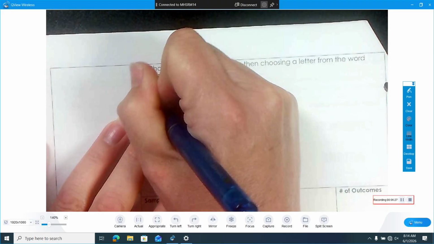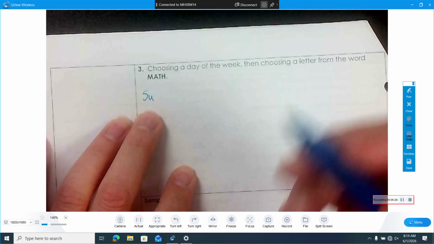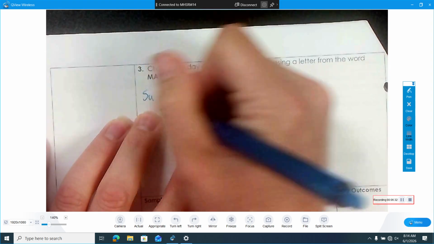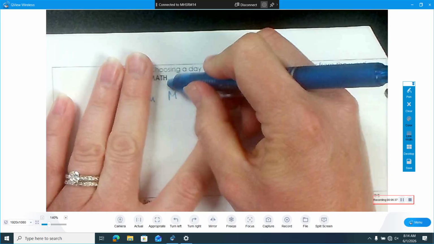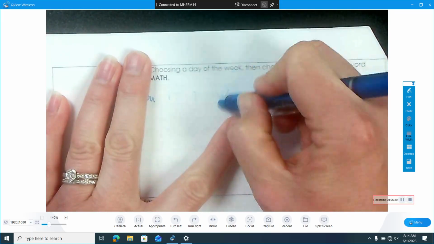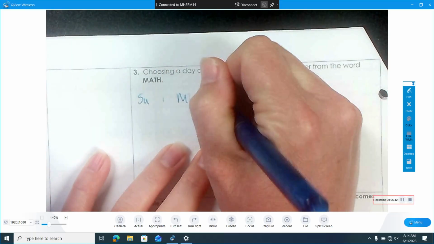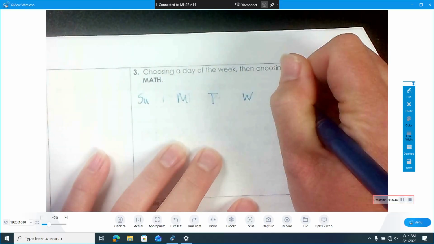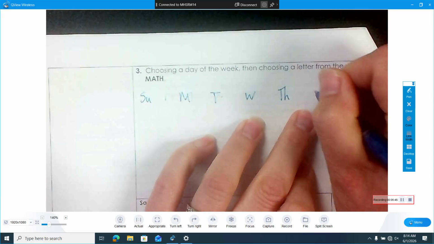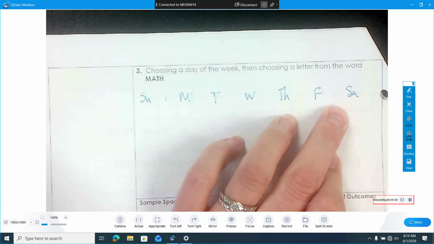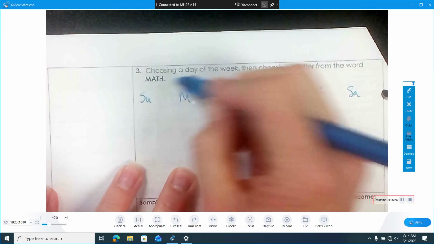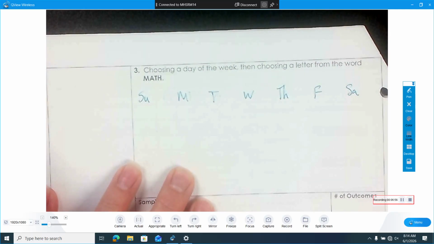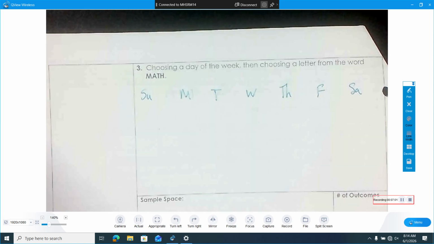So I'm going to start with Sunday, and I'm going to make it SU because I don't want to confuse myself with Saturday. Sunday, Monday, Tuesday, Wednesday. I need more space here. Thursday, I'm going to do TH for Thursday. Friday and Saturday, SA. Okay, so those are all the days of the week. And then after that, I'm going to choose a letter from the word math. So imagine I had M-A-T-H.